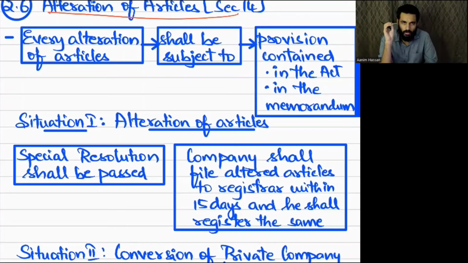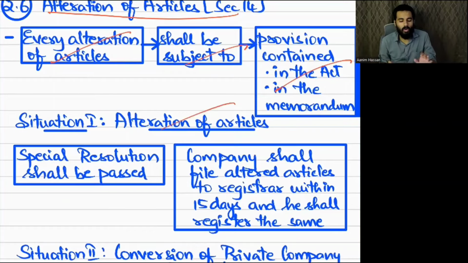What is alteration of articles telling us? If a company wishes to alter the articles, at that time the company will alter, but the company will keep in mind something. What should I keep in mind? I should keep in mind 2 things. When you alter the articles, you still have to comply with the Companies Act 2013 and with the memorandum. You can't go against the Companies Act and you can't go against the memorandum. Every alteration of its articles is subject to the provisions contained in this Act and in the memorandum.